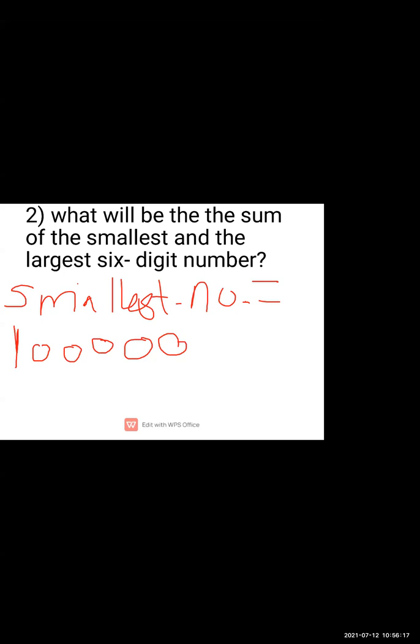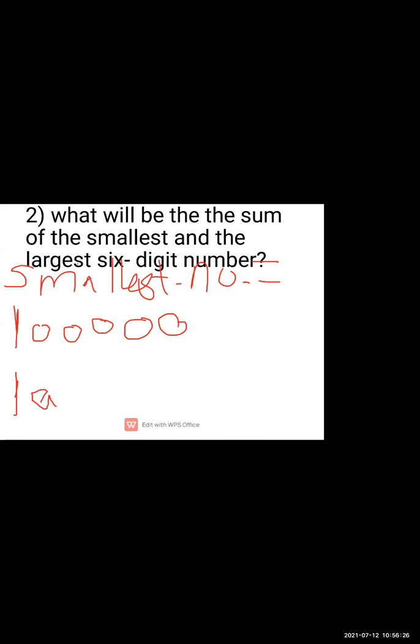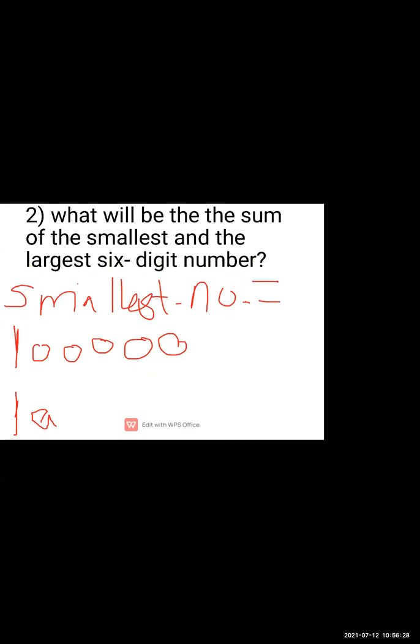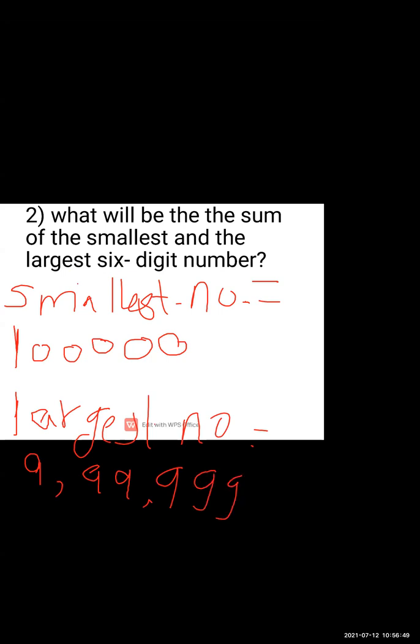After that, the largest 6-digit number, you have to write the largest 6-digit number. What is the largest 6-digit number? That is 9,99,999. If you add one more to this, you will get a 7-digit number. That's why it is the largest 6-digit number.